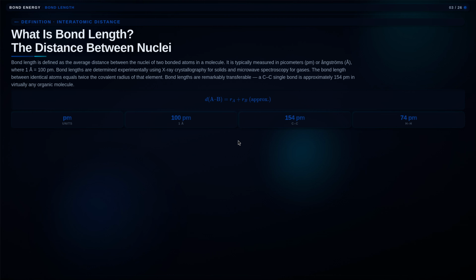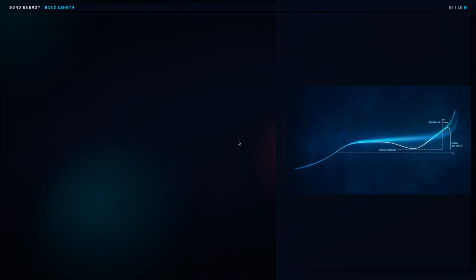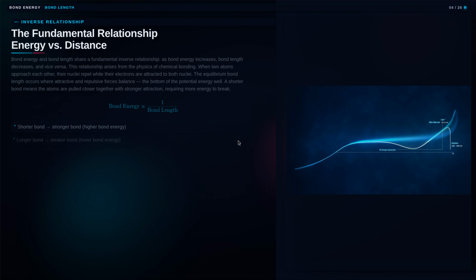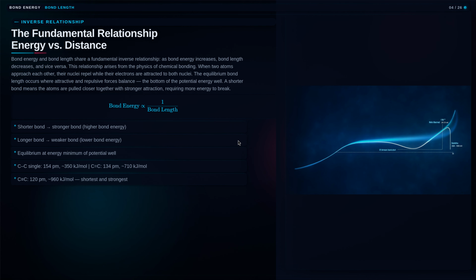Bond lengths are determined experimentally using X-ray crystallography for solids and microwave spectroscopy for gases. The bond length between identical atoms equals twice the covalent radius of that element. Bond lengths are remarkably transferable, making them a reliable property for predicting molecular structure. Bond energy and bond length share a fundamental inverse relationship. As bond energy increases, bond length decreases, and vice versa.